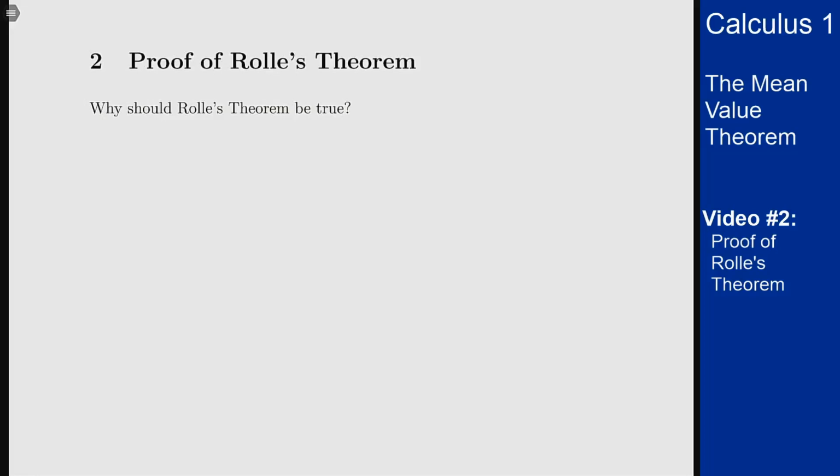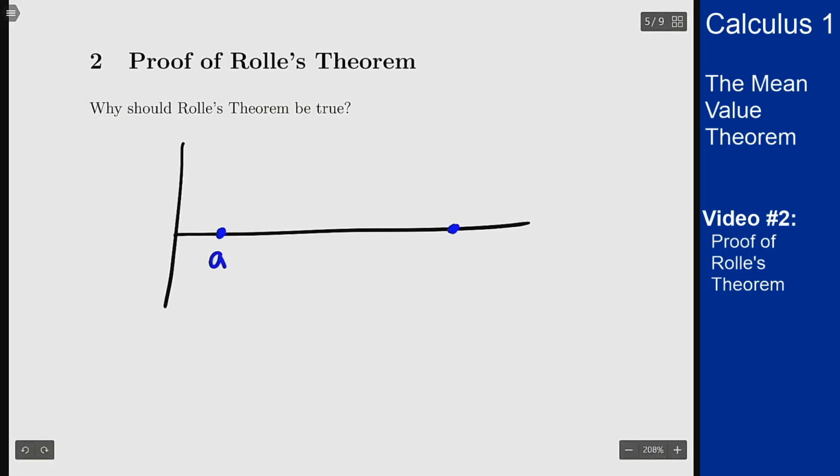In this video, we'll talk about a proof of Rolle's theorem and why it should be true. I gave some hints before as to why this should be true. The main idea was that if my function starts at a, at the left endpoint, and goes up, it's going to have to turn around at some point. And that point where it turns around must be a horizontal tangent, or a point with the derivative of 0.